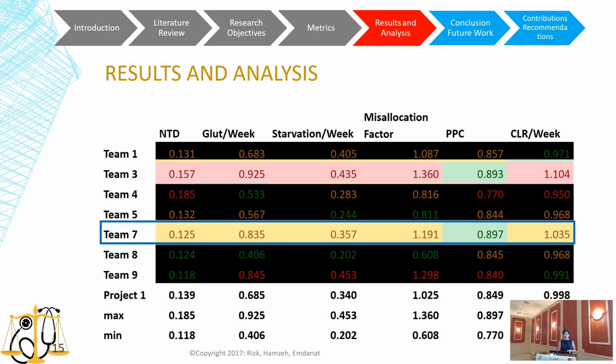On the other hand, team 7 has the second highest PPC, but seems to be performing averagely on all other fronts. This is an indication that team 7 is able to mostly execute whatever it is committing to complete each week, but may not be paying much attention to matching the load to the capacity or properly allocating its resources.